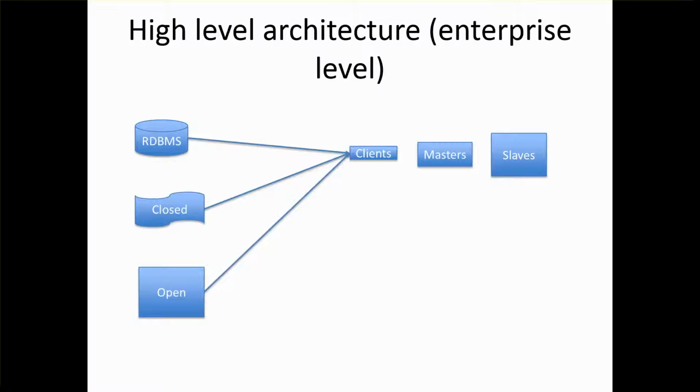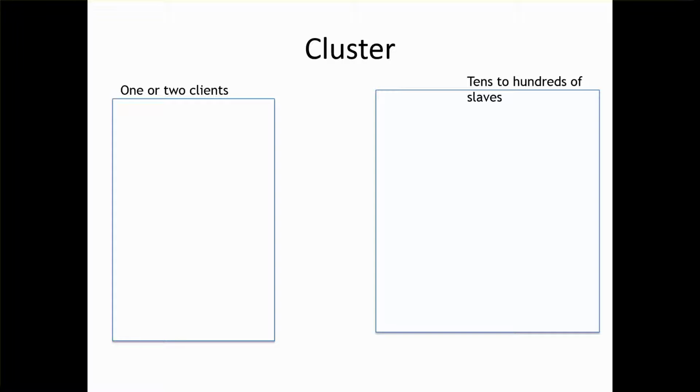Typically, the clients will have a very high amount of storage because they have to stage a lot of data before loading into Hadoop cluster. So typically they will be very high volume file servers with a bunch of software deployed on them, typically as a client. And now we will see how a typical Hadoop cluster will look like. So typically we will have one or two clients, tens to hundreds of slaves, and several masters.